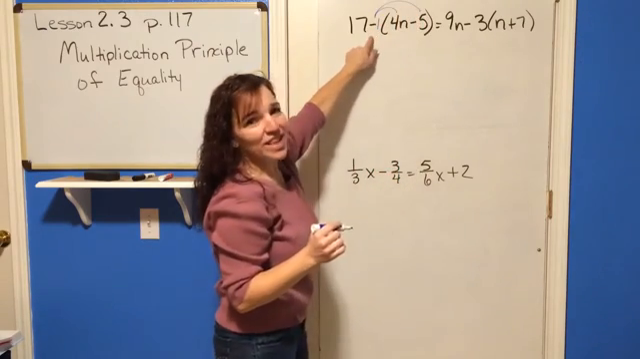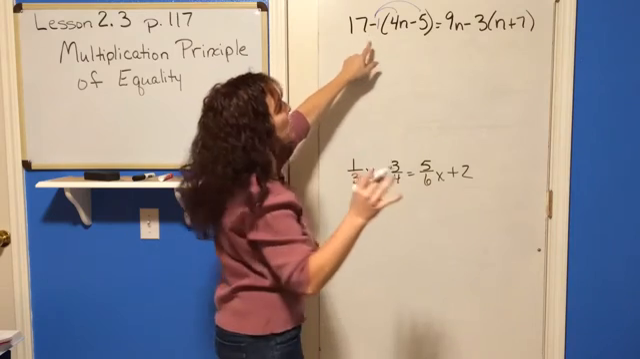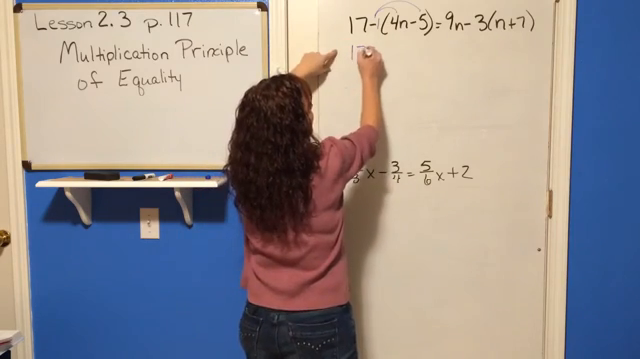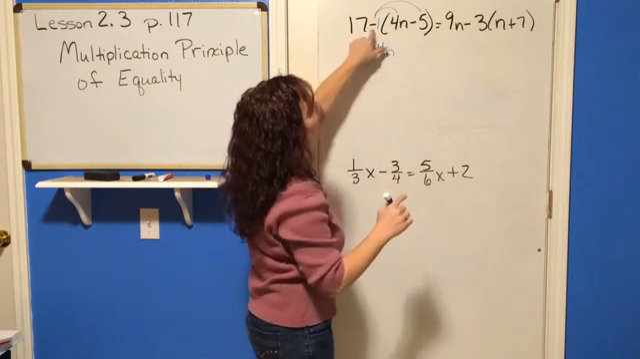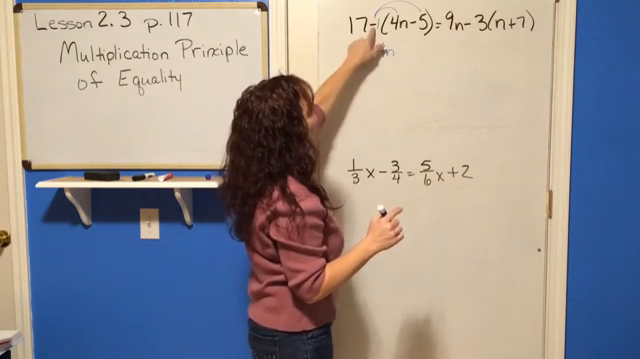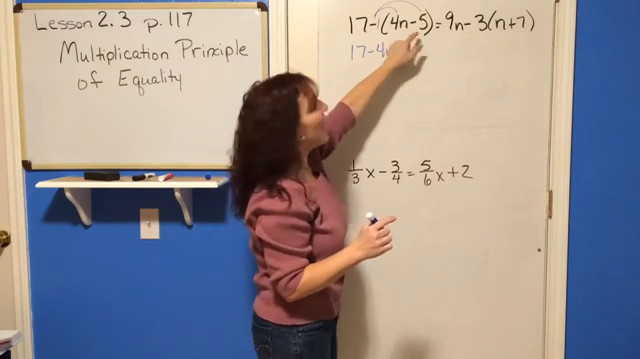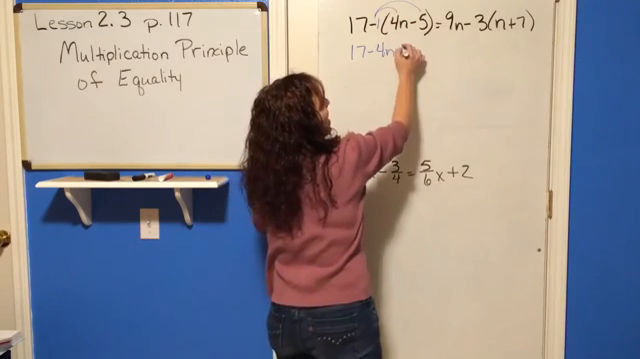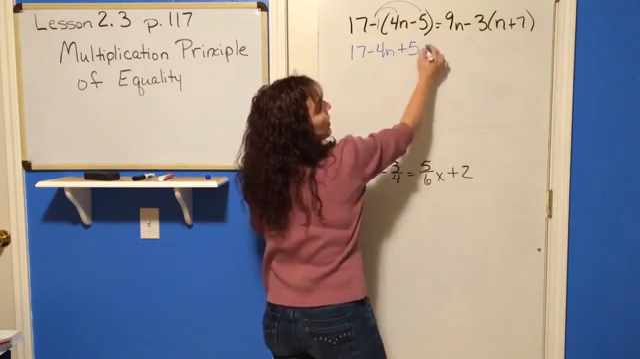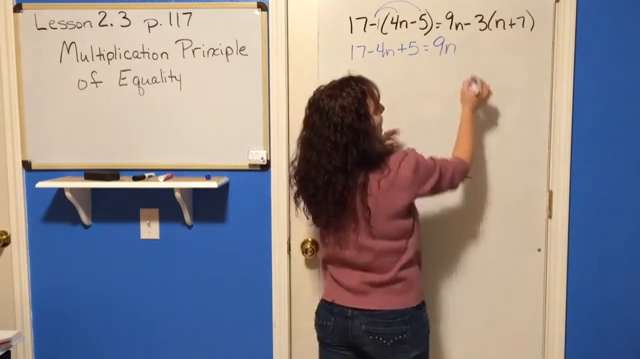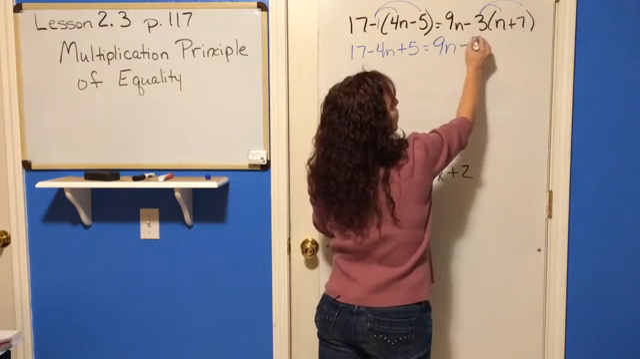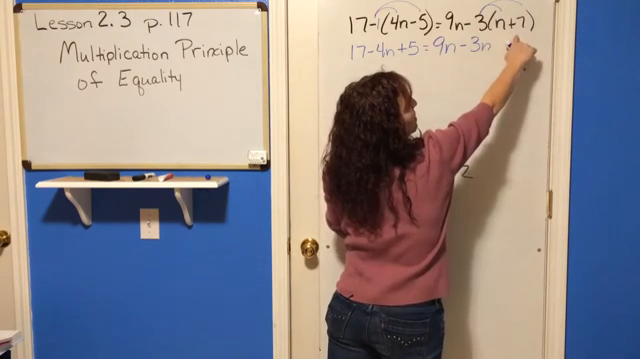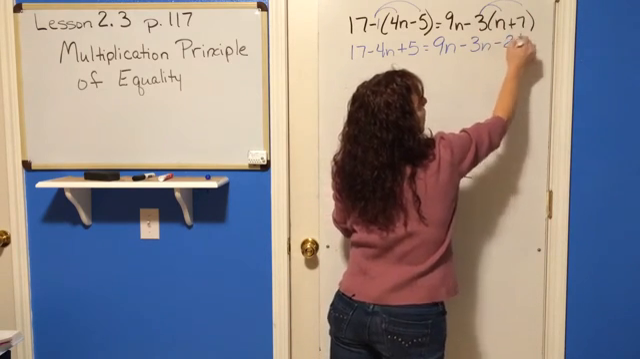Be really careful with negatives. It's really easy just to ignore them and say, well, this is 17 minus 4n minus 5. Well, it is 17 minus 4n, but this negative 1 also has to be multiplied by the negative 5, and a negative of a negative is a positive. All right, equals 9n, and now we've got to multiply the negative 3 all the way through. So negative 3n, and negative 3 times a positive 7 is negative 21.